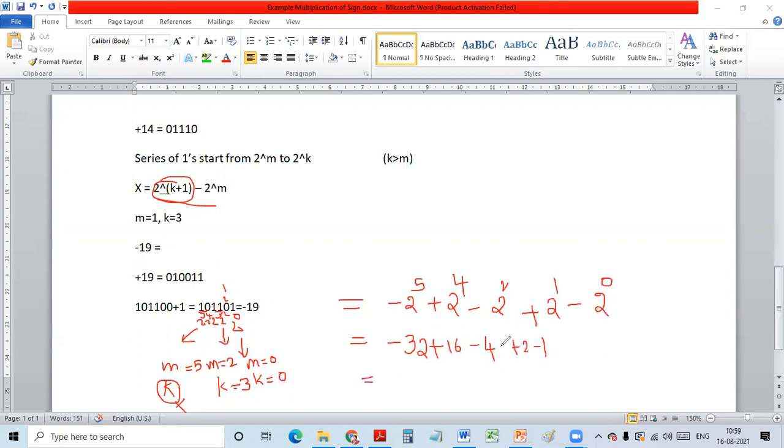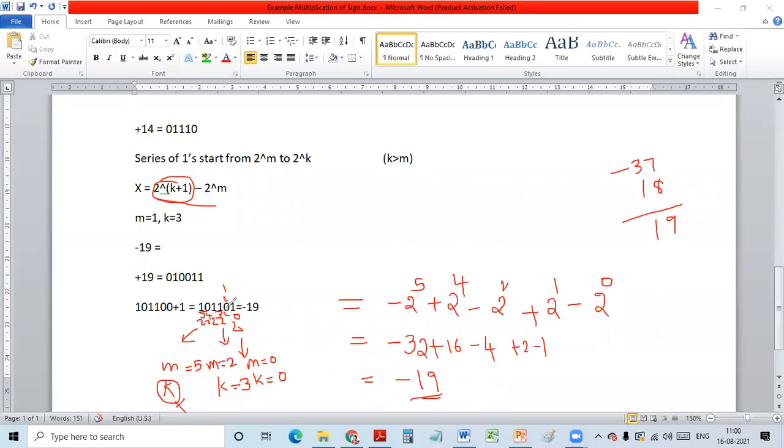So all the positive terms add up to 18, and the negative terms to minus 37. Positive terms are 18. 2 minus 1 is 1. So we'll be having minus 19, which is the result. Am I clear?